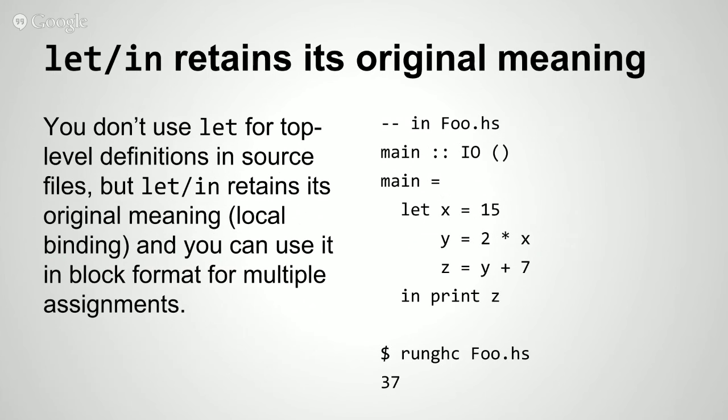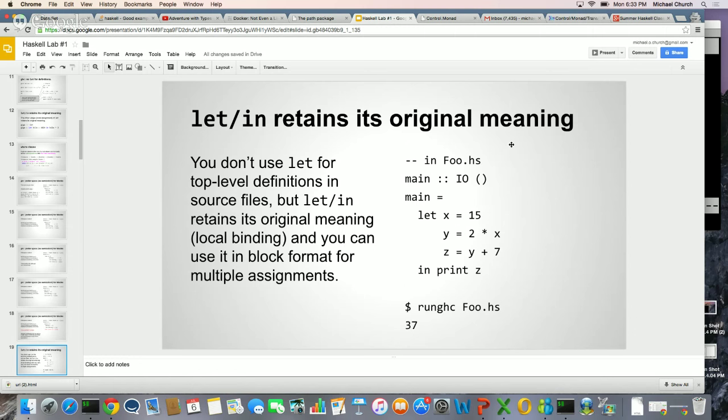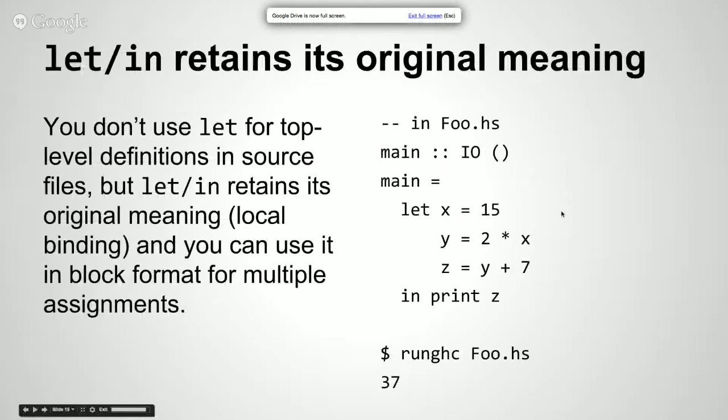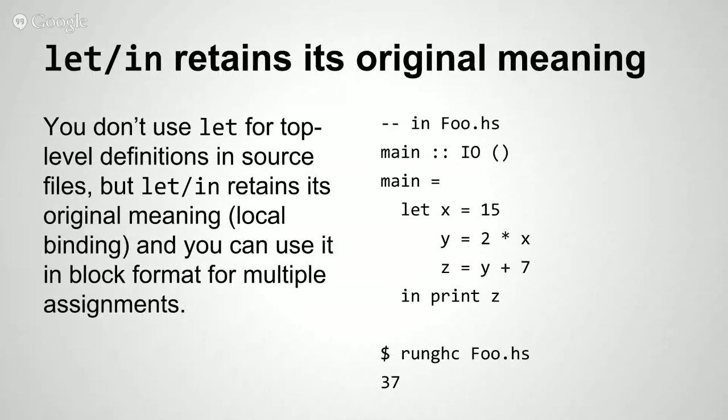As I said, let in retains its original meaning. You can also have let blocks where, essentially, this is really 3 let ins, but you're just writing let and in once. X equals 15, y equals 30, z equals 37, prints out 37. And as you can see at the bottom right, running GHC with a file name is another way to run the main method, sort of like a script, essentially.